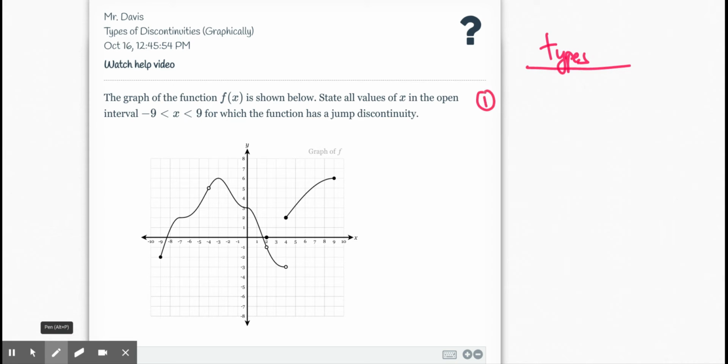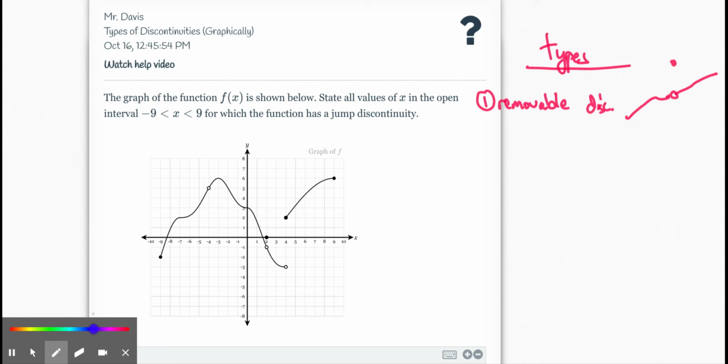So the first one is called a removable discontinuity. A removable discontinuity is a function that has a little hole in it and then it keeps going. That hole may or may not be covered up by another dot above or below it, but the idea is, if we could just fill in that one little dot, then our function would become continuous. So we've sort of just removed one little piece of it.